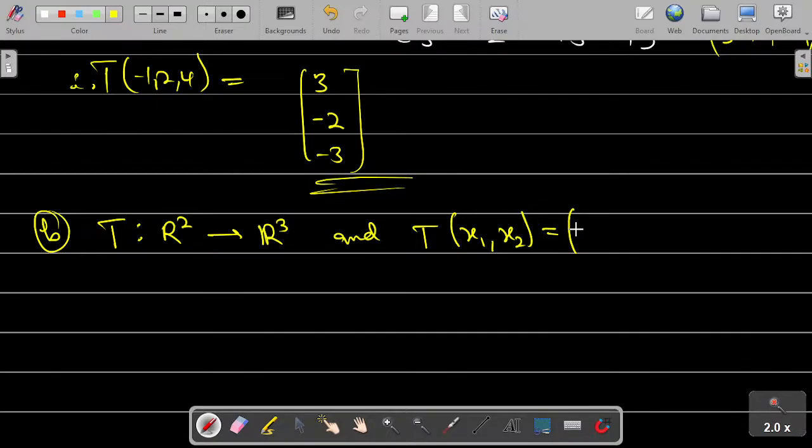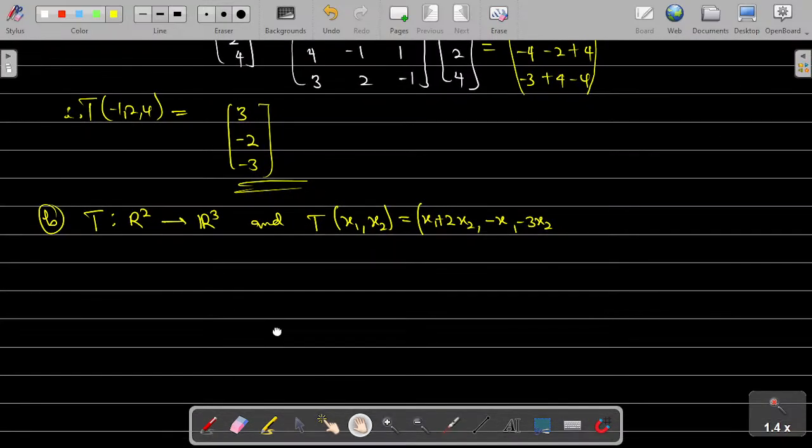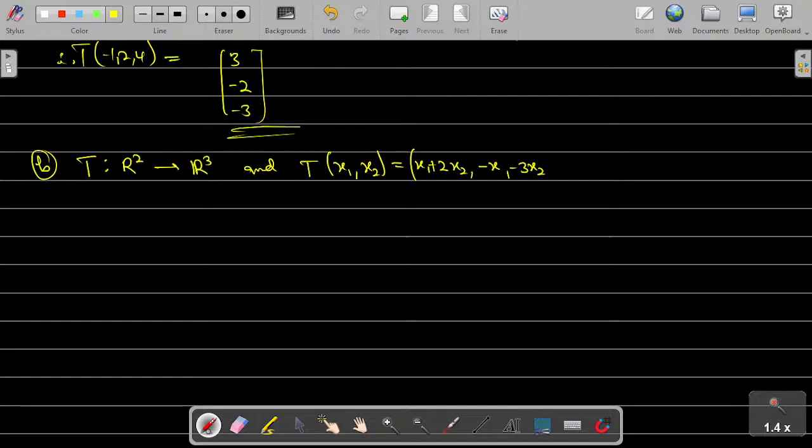We are given x1 plus 2x2, and then the second one minus x1 minus 3x2, and then the third one is, where is it again?